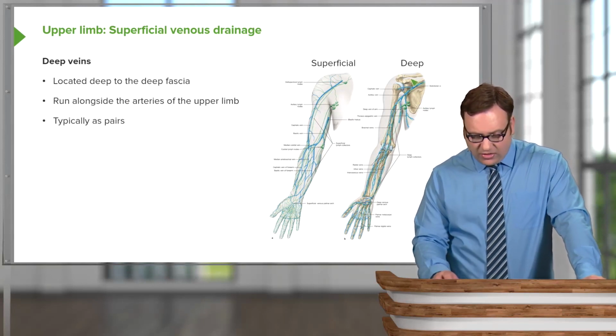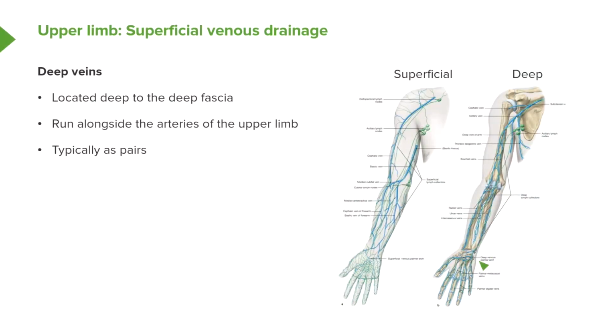We can see on this side of the slide, this picture, the deep veins. I'm not going to talk about these much because we can cover them throughout the course when we look at the musculature. But the deep veins are located deep to the fascia, deep to the deep fascia. So they're running within the muscular compartments, and they run alongside the arteries of the upper limb. So, for example, an artery of the upper limb is the brachial artery. So we have brachial veins, and radial and ulnar arteries, so we have radial and ulnar veins.